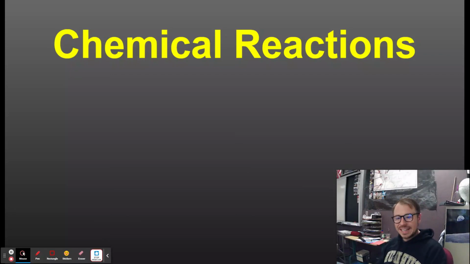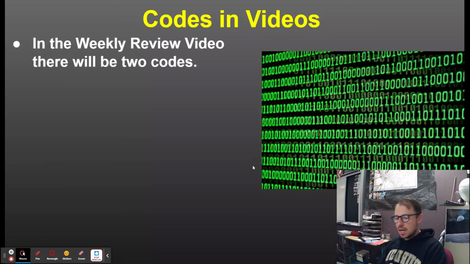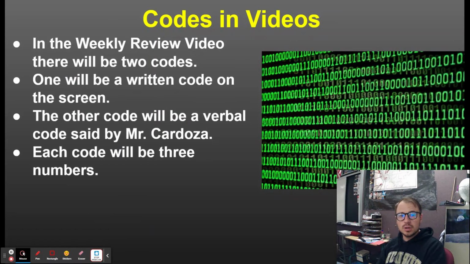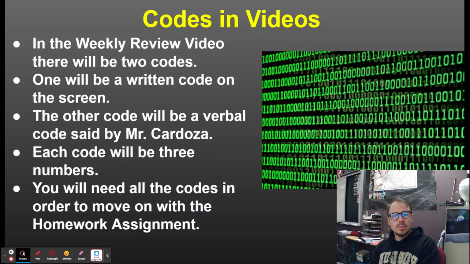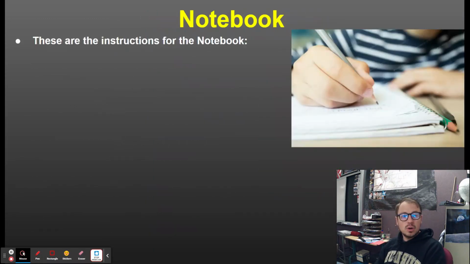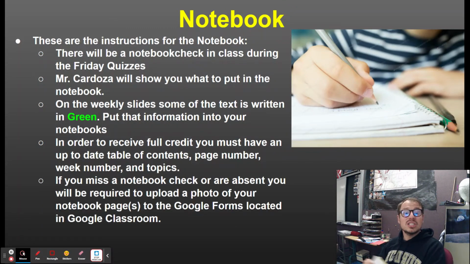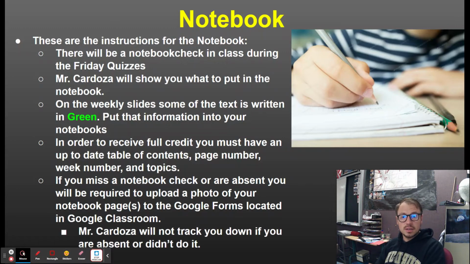This is the video on chemical reactions. So remember, in all of these videos, there are two codes. One will be a written code that'll be on the screen. The other code will be a verbal code said by myself. Each code will be 3 numbers, and you're going to need to know those codes in order to move on with the homework assignment. So when you are looking at these slides, and if you're taking notes, write what's in green. Those are the most important, like bullet points. The rest is just additional information that could help you out if you're struggling with that.